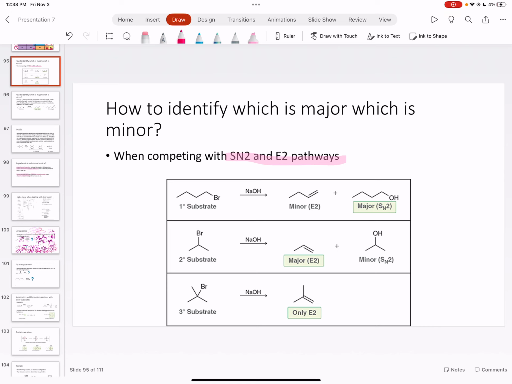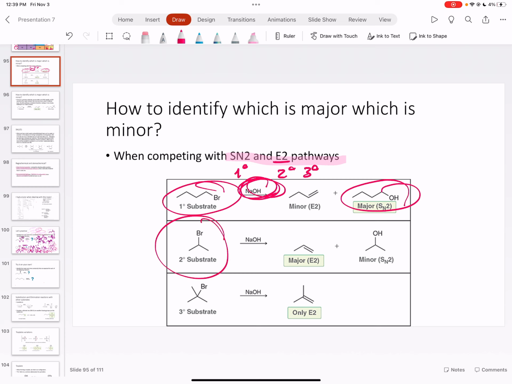Okay, so then we said that SN2s are normally only going to be major when we have a primary alkyl halide. And from there all the way down, secondary and tertiary, the major is going to be E2 reactions. And you can see that concept in here. In here we have a primary, therefore our major is going to be SN2. But keep in mind the reagent for now.